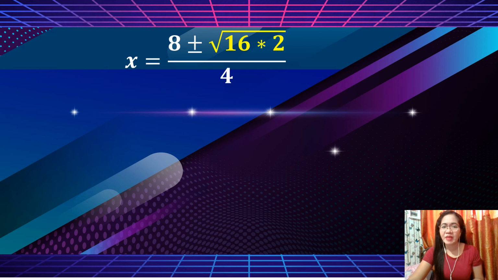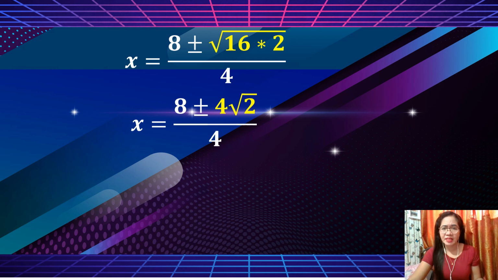Where is the perfect square? It is 16. What is the square root of 16? That is 4. To check, 4 times 4 is 16. So meaning 16 is a perfect square and 16 times 2 is 32. So 16 times 2 is the factor of 32 in which one of its factors is a perfect square. Next, we're going to simplify. What is the square root of 16? 4. What is the square root of 2? None. So, since 2 has no square root, it remains under the radical symbol.